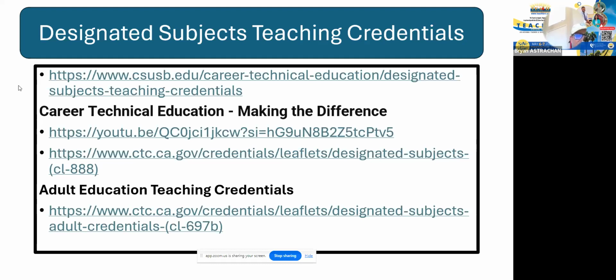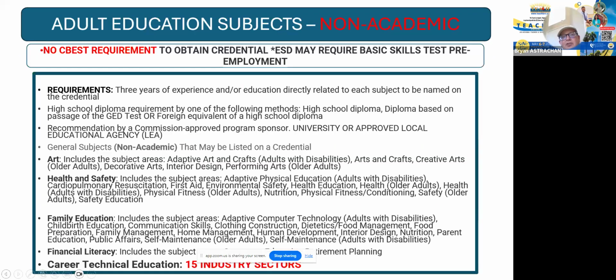So some of the resources I have here, you're welcome to navigate, and in the chat we can put some of that information as well. The best resource is going to be the California Commission on Teacher Credentialing, because the CTC governs all credentials in the state of California. As we navigate this, we're now going to adult education subjects.